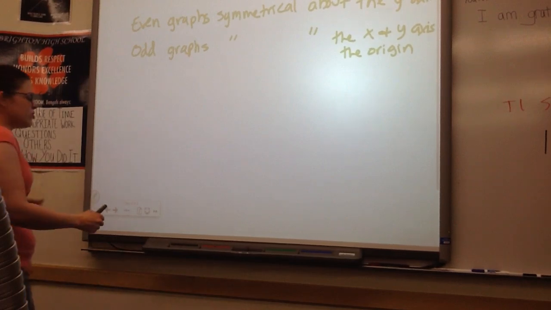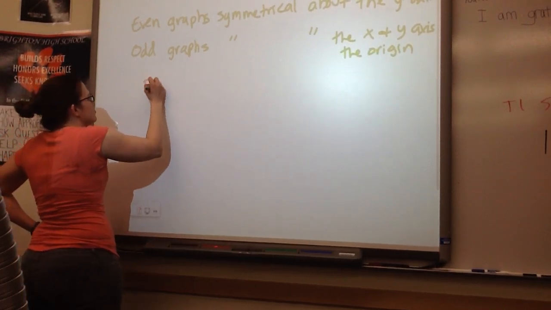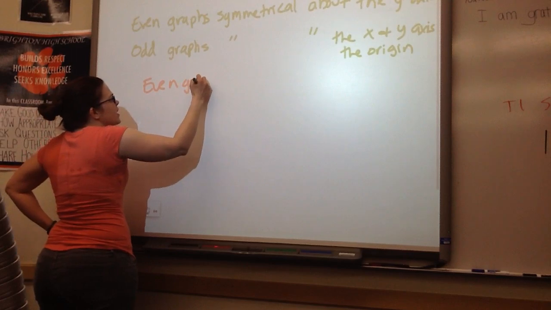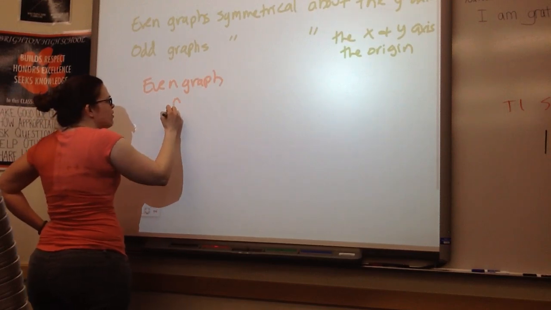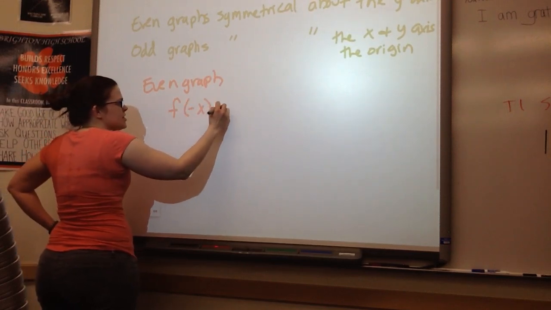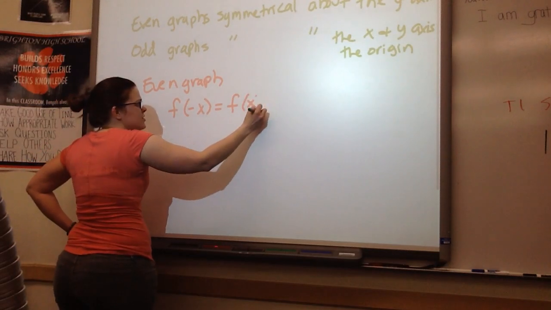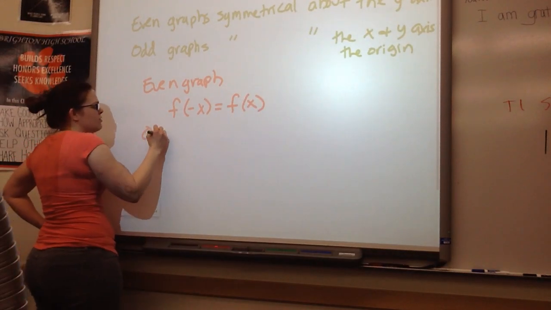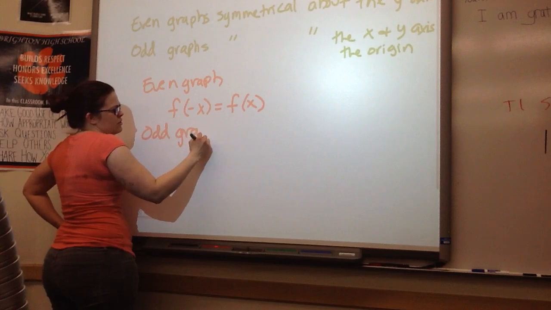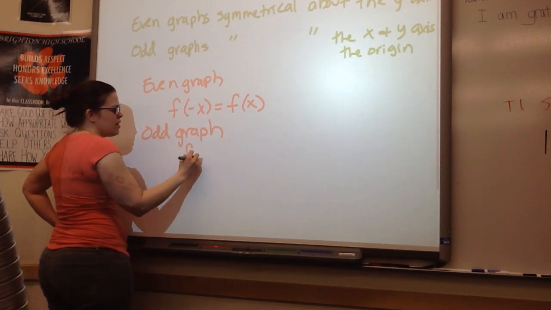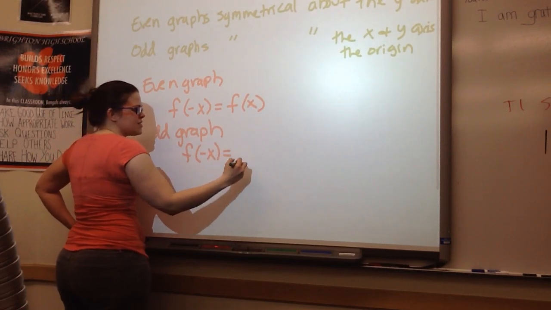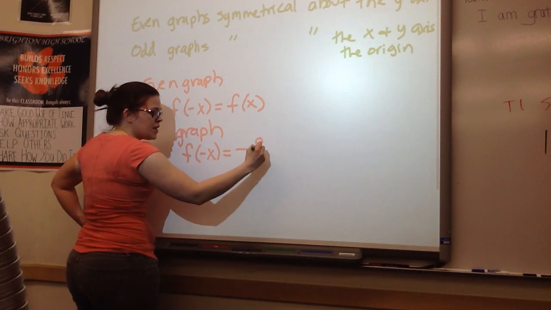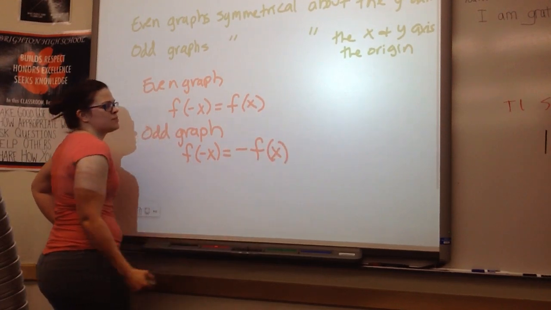So the technical definition for an even graph is that if you have f of negative x, it's the same thing as f of x. And for an odd graph, the actual definition is if you have f of negative x, it's the same thing as the opposite of f of x.